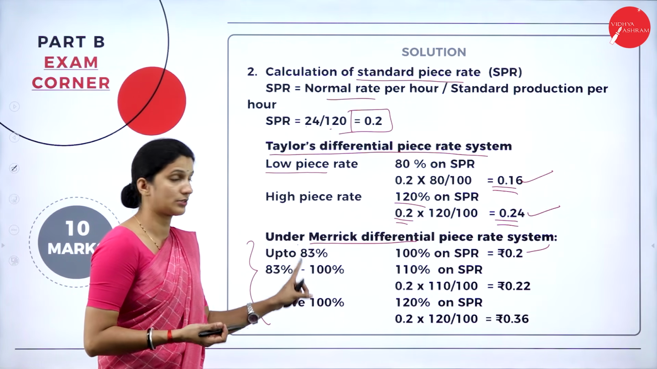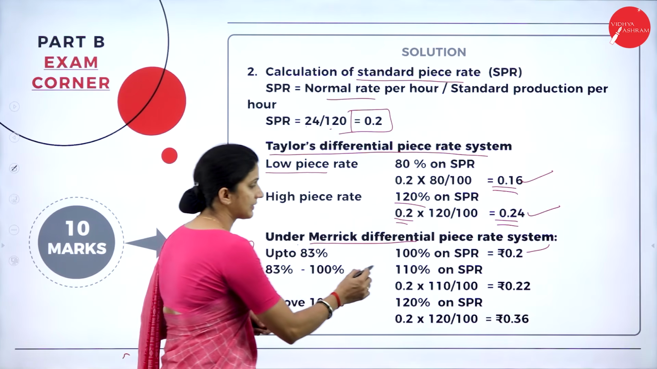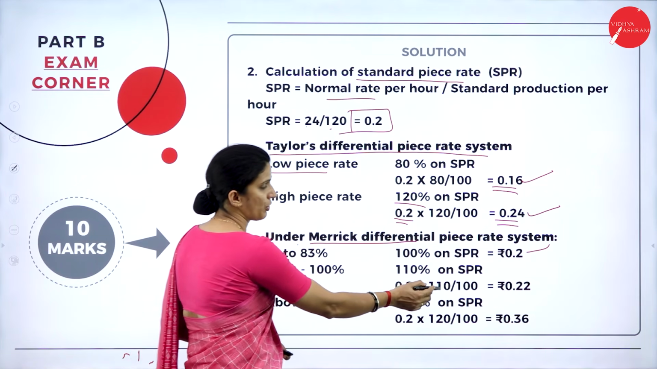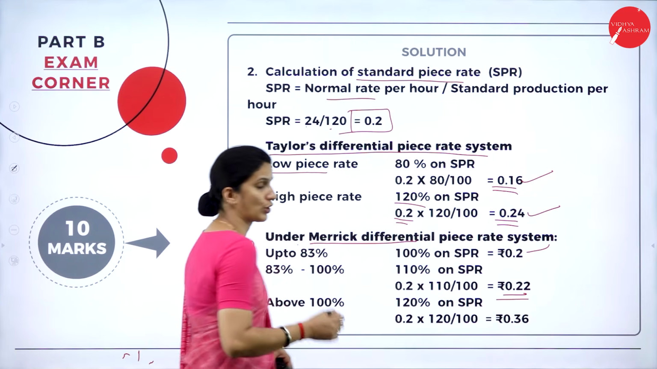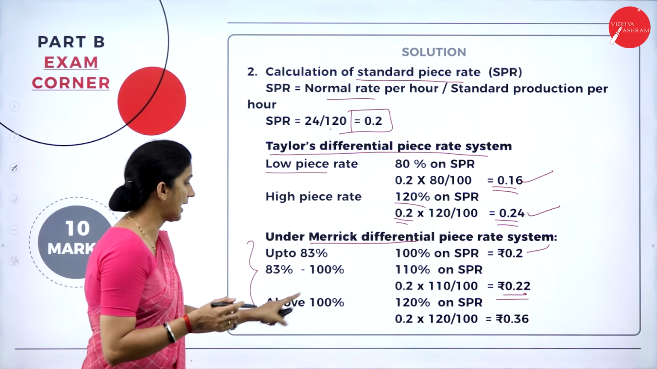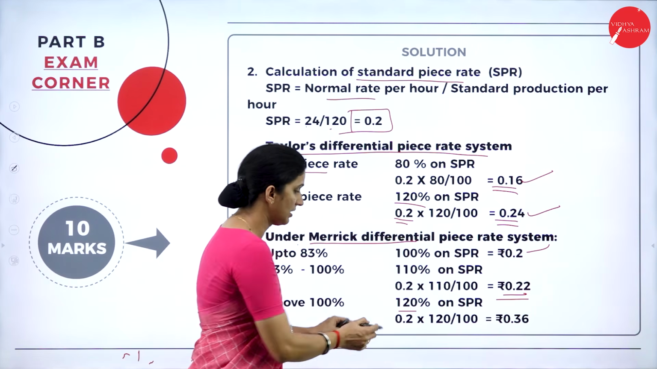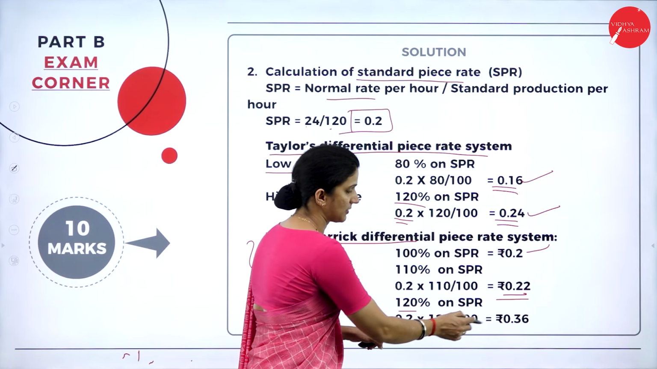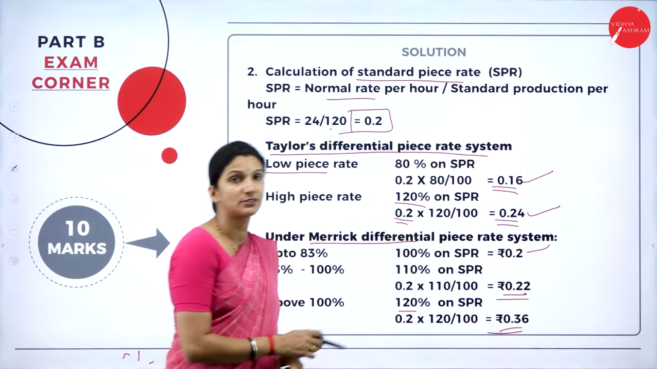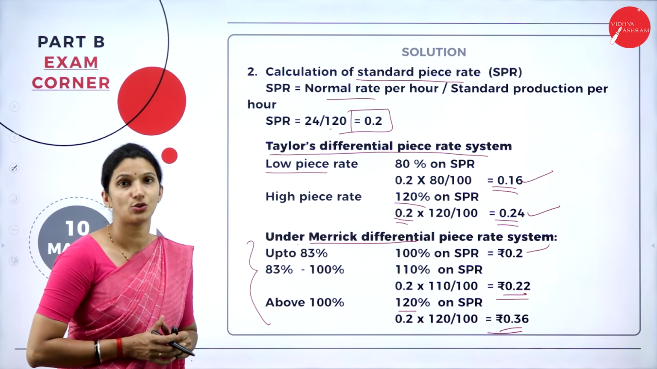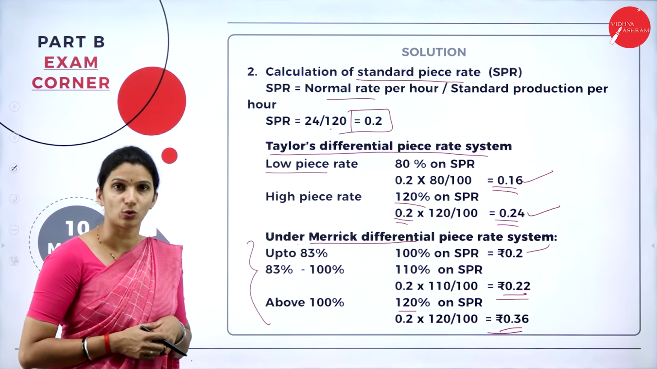Then from 83 to 100%, it is 110% of the SPR. So 0.2 into 110% means it is 0.22. Then above 100% it is 120% on SPR. It is 0.2 into 120%, that means it is 0.24. So these are the three important working notes that we need to calculate before we calculate the total earnings.